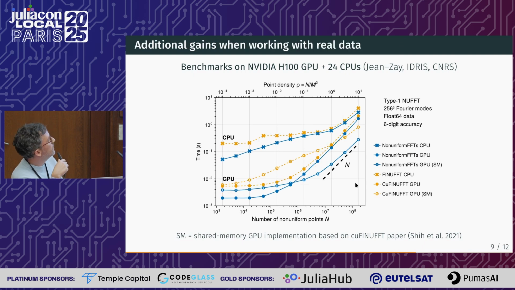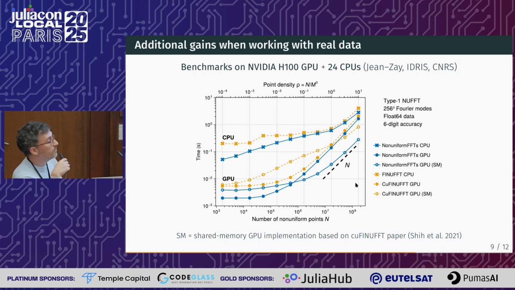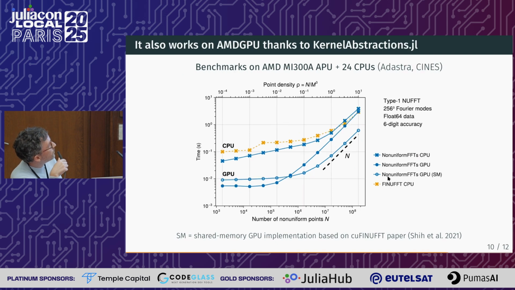This is for complex data. But if you have a real data problem, if you use real data, you gain a lot. FINUFFT, of course, only works with complex data, so things don't change there, but you can gain a lot with real data. And things also work quite well on AMD. It's not as good as with CUDA currently, but maybe there are things to improve. But it's already quite good.